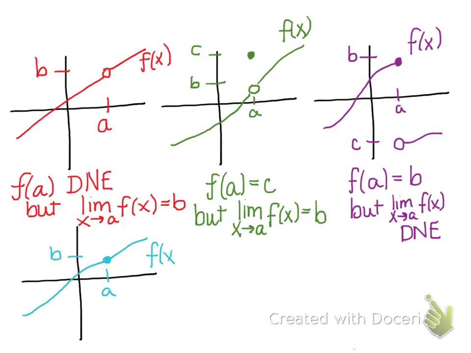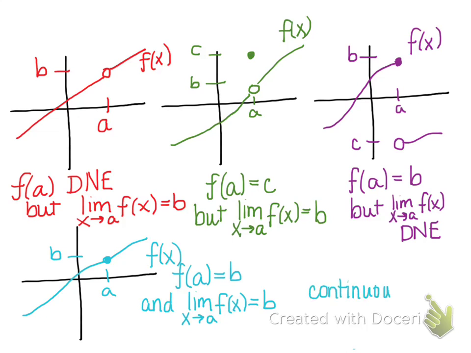In our fourth example, we have a function that has a solid dot at a comma b. Notice that in this example, f of a equals b, and the limit as x goes to a of f of x equals b. And out of all the examples that we've looked at, this is the only one that is continuous. So let's use this notion of the limits and the value of the function at the point to define a formal definition of continuity.